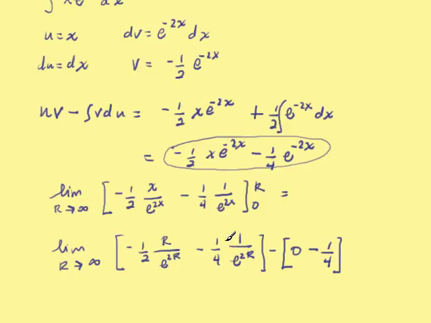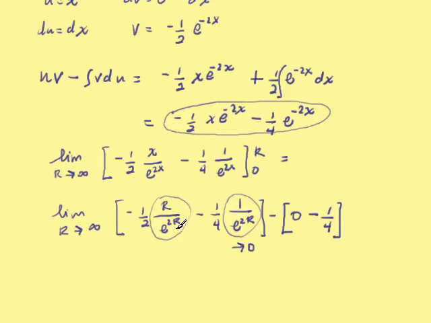Now as r goes to infinity, this is definitely going to 0. What about this quotient? The numerator is going to infinity and the denominator is going to infinity, so this is infinity over infinity. This is a limit on which we could use L'Hopital's rule. We'll do that in a minute, but we'll see that this goes to 0 as well. Let's assume that's true for now, and so this is 0, and the whole thing is equal to minus 1/4 or 1/4.